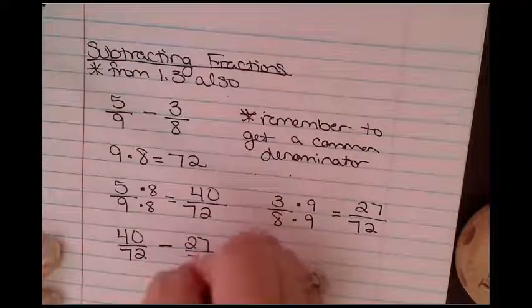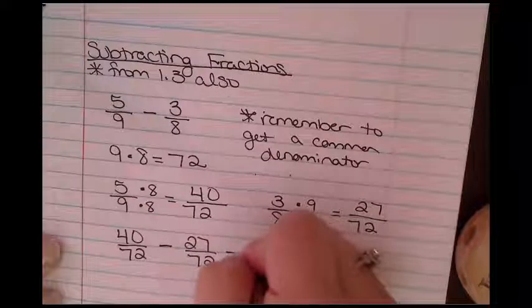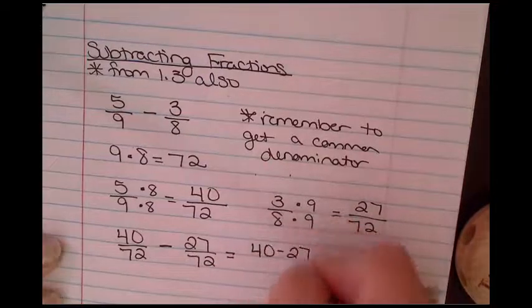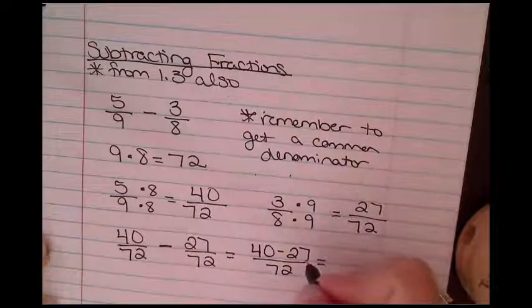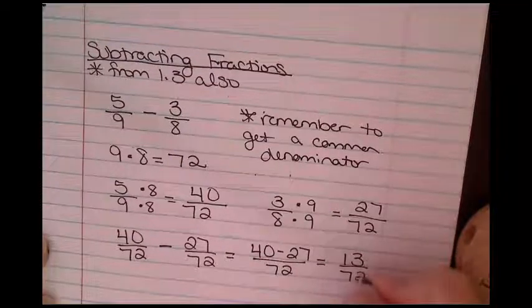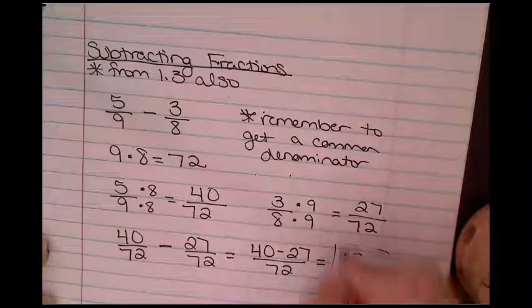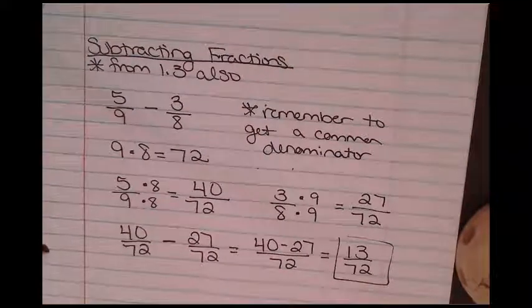Since the denominators are the same, we're just subtracting the tops. So we have 40 minus 27. And you can either do that in your calculator or do it in your head, but that will get you 13 over 72. And that'll be your final answer. So let's go do some homework problems.